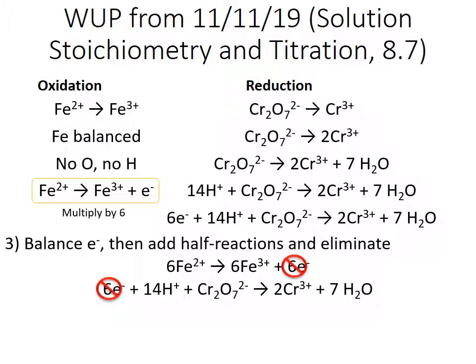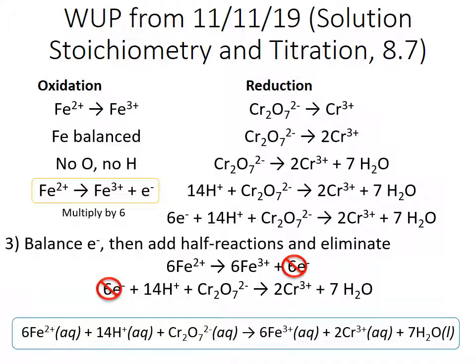Therefore, our final equation is 6 Fe2+ aqueous plus 14 H+ aqueous plus Cr2O7 2- aqueous becomes 6 Fe3+ aqueous plus 2 Cr3+ aqueous plus 7 water liquid. Now you can go ahead and do your idiot check to make sure that I've balanced all my elements and all my charges correctly. The other note here is that H+ is always going to be aqueous in these sorts of equations, and water will always be liquid. It's our solvent. So now that we've got it balanced in acid, let's balance it in base.